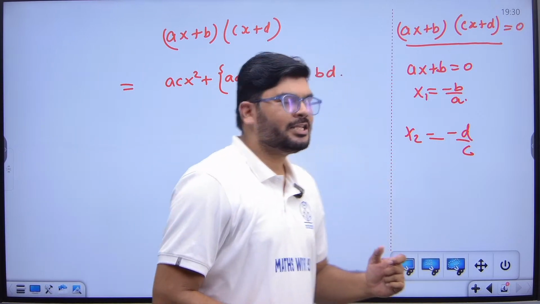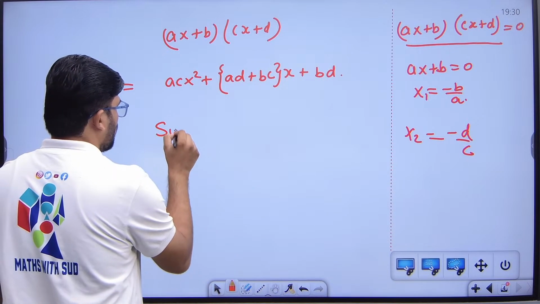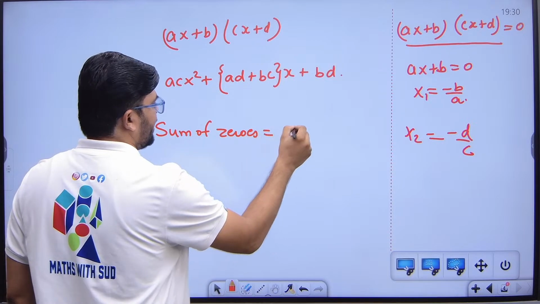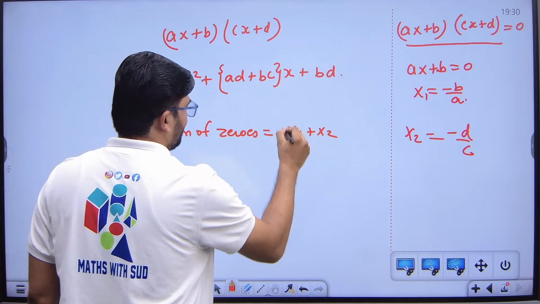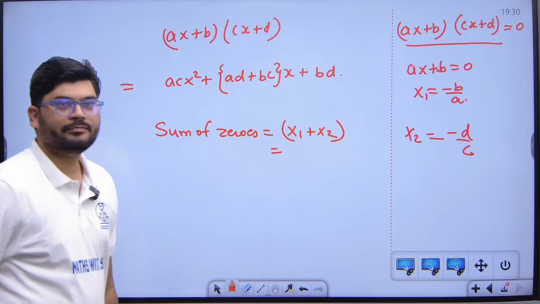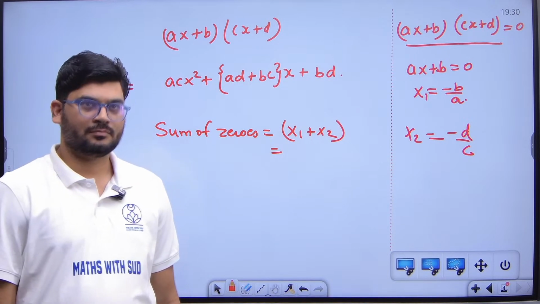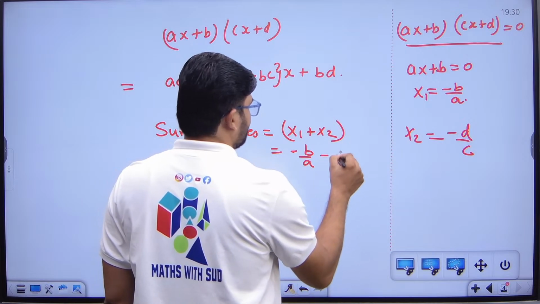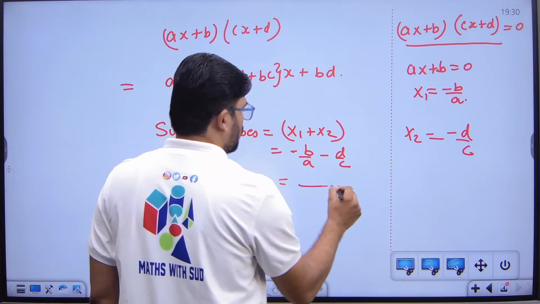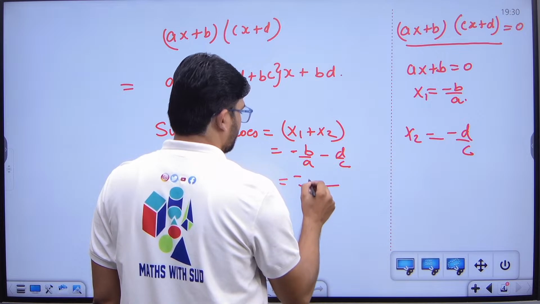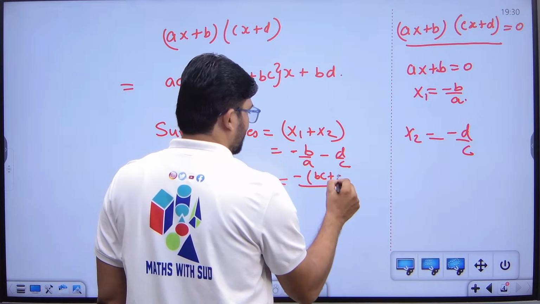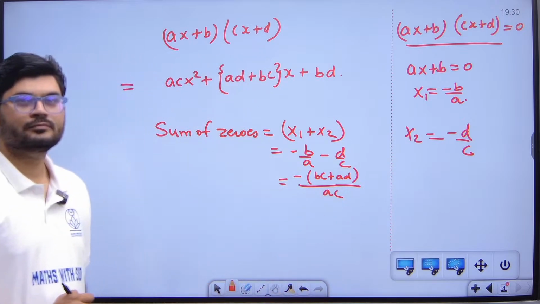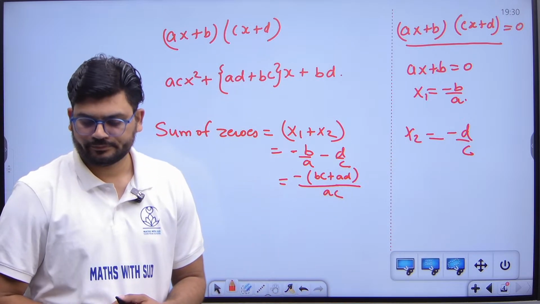Now can you tell me what is the sum of zeros? That means basically I am asking x1 plus x2. Can you find this for me? Minus b upon a plus minus d upon c. Yeah, do it. Minus b upon a minus d upon c. What will come? Minus bc plus ad upon ac. This is what you will get? Yes.